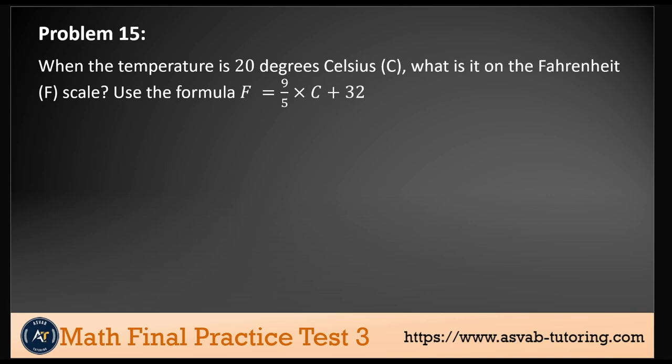Problem 15. When the temperature is 20 degrees Celsius, what is it on the Fahrenheit scale? We can use the formula F equals 9 over 5 times C plus 32.